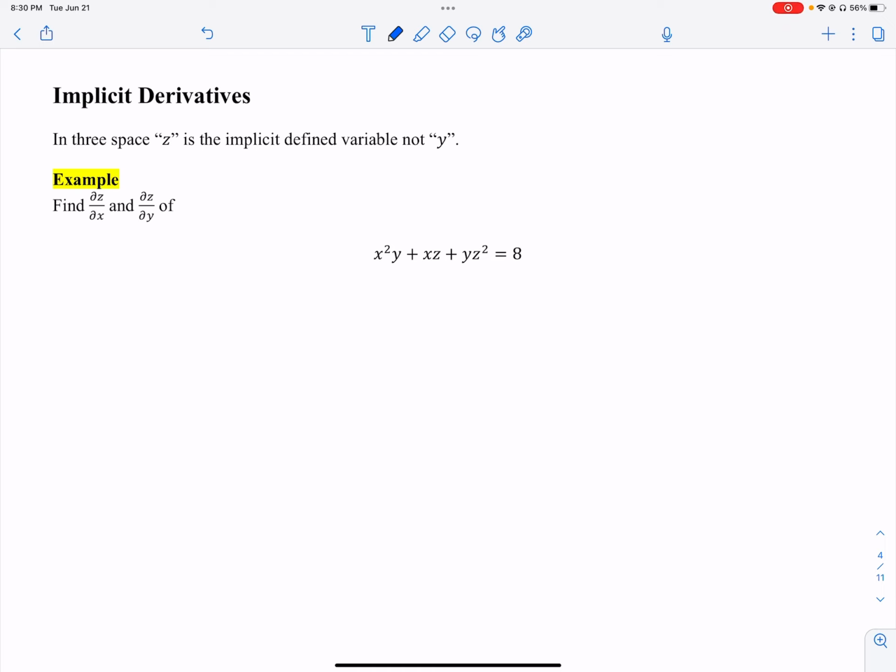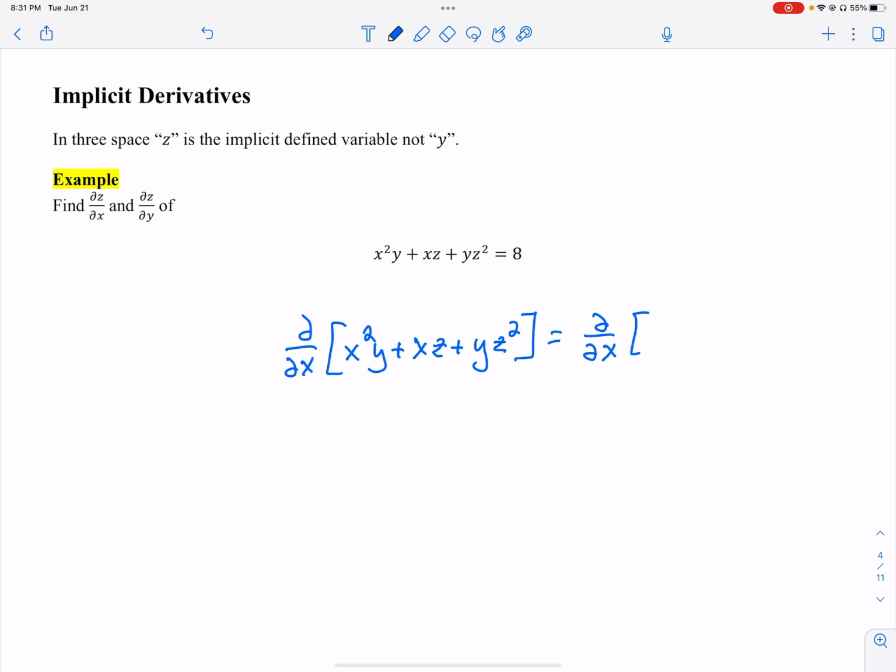So if I wanted to find with respect to x, I'm going to go ahead and take the partial of both sides. Now that should be a z. So just like we did in Calc 1, I take the derivative of both sides, but now it's just with respect to x. So I have 2xy.